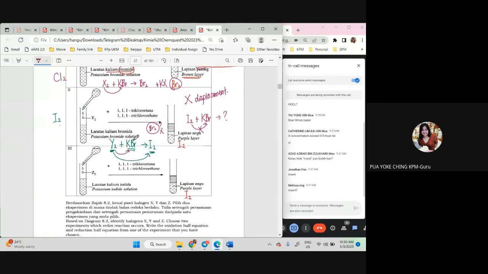Okay, number 3. Saya ada Z2 tambah KI. Akan dapat I2. Maksudnya Z ada displace. Ni lah. So, what is your Z? Z2 boleh siapa?